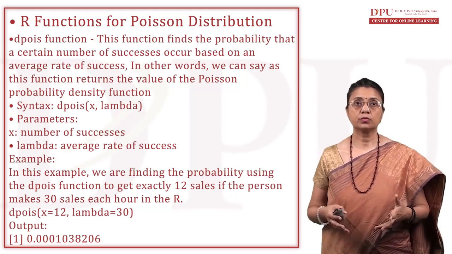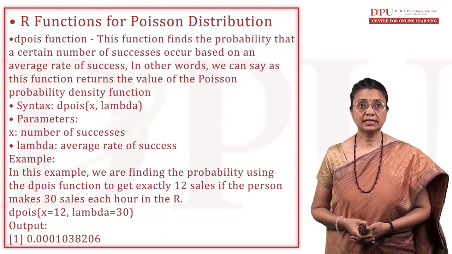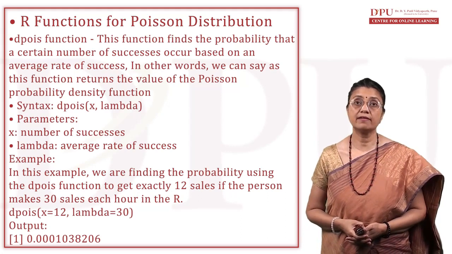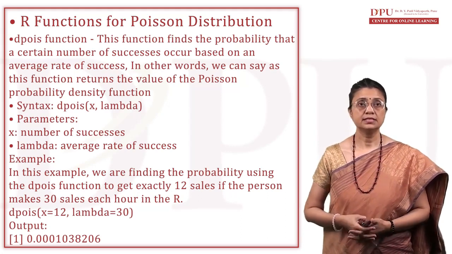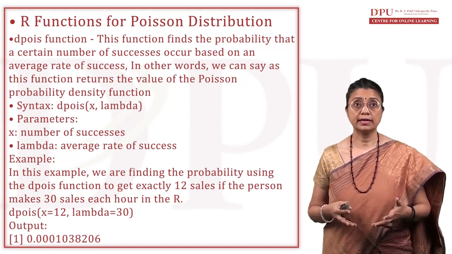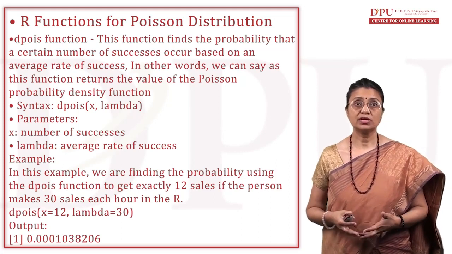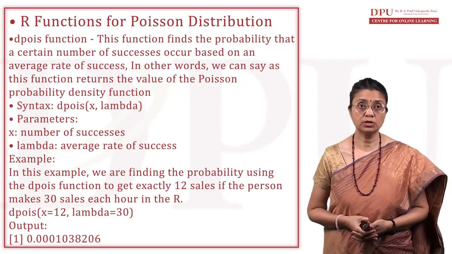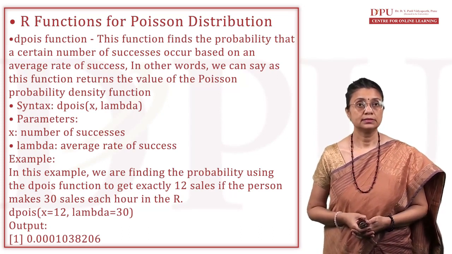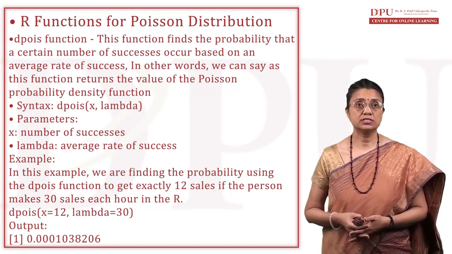Basically, the question is, we are trying to find the probability that exactly 12 sales are made if the person makes 30 sales in every hour. We can see dpois with x equal to 12, which is the exact sales, and lambda equal to 30. We can see over here that the output is 0.0001 and the function is dpois.